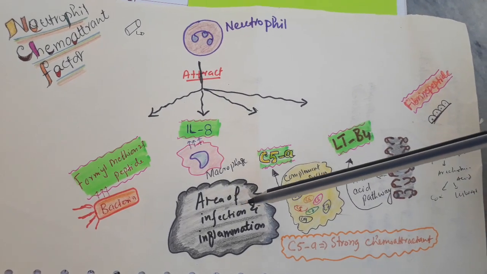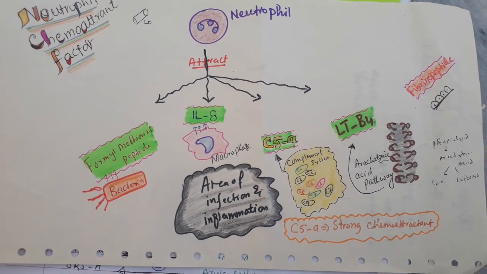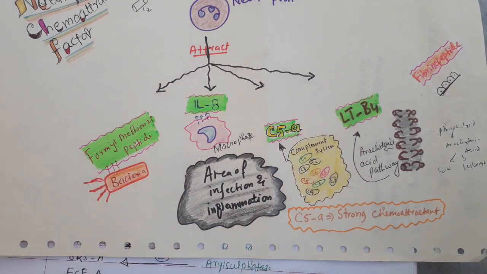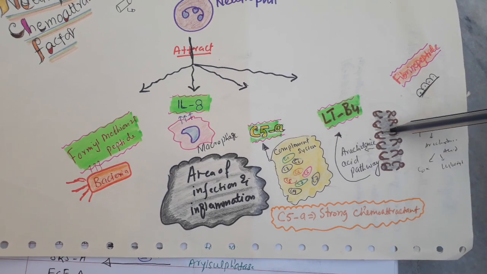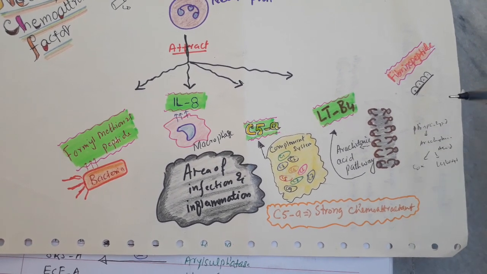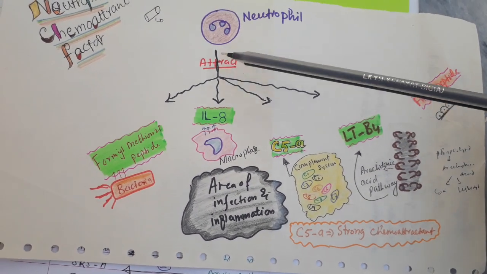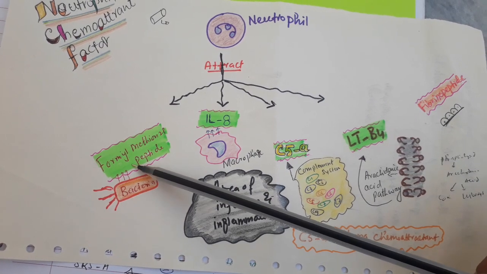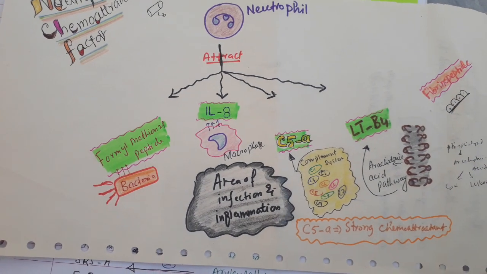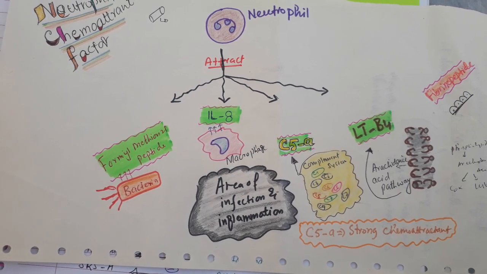At the area of infection and inflammation, we will be having microorganisms, macrophages, the complement system, and inflammatory mediators formed by the arachidonic acid pathway, like prostaglandin and leukotriene. Now, microorganisms will secrete formyl methionyl peptide. This attracts the neutrophil to an area of infection or inflammation.